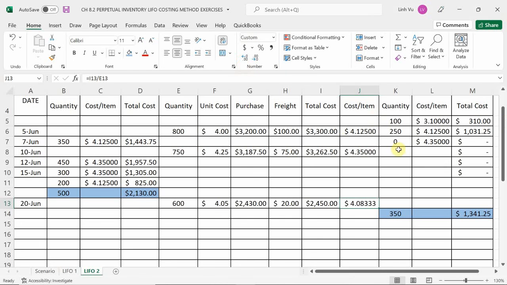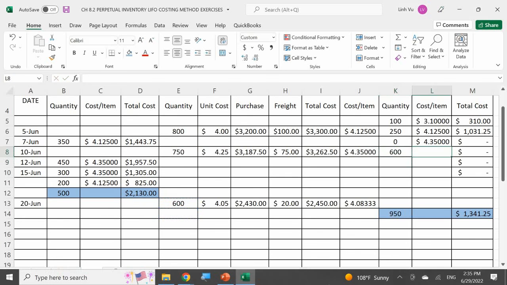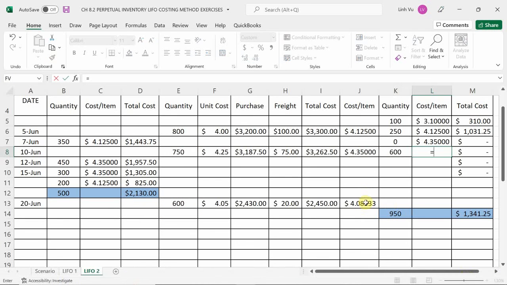Okay. Good. So let's put that into my inventory here. That I have 600 units at that $4.08333. Okay, so that's going to give me $2,450. So now that I added that new batch of inventory in here, I now have 950 units available.